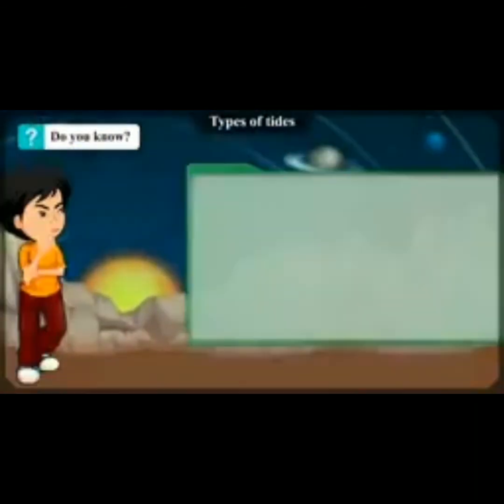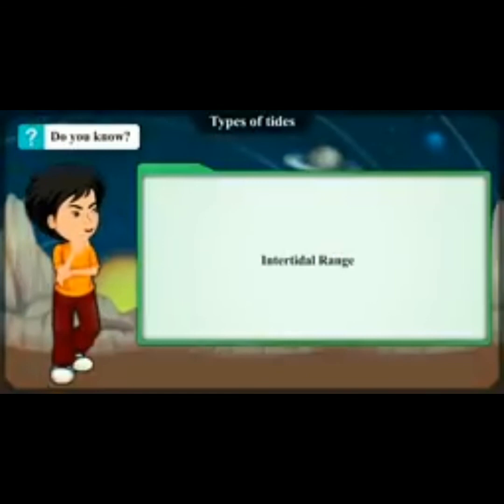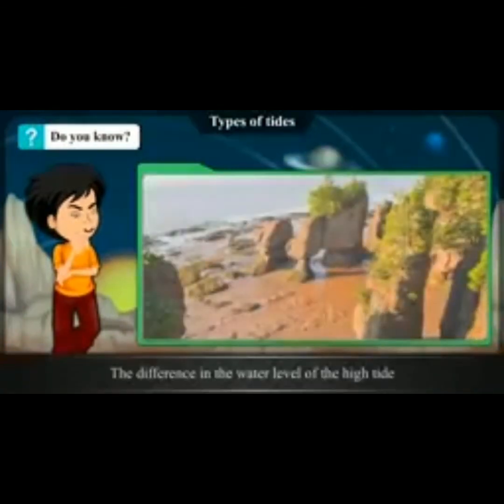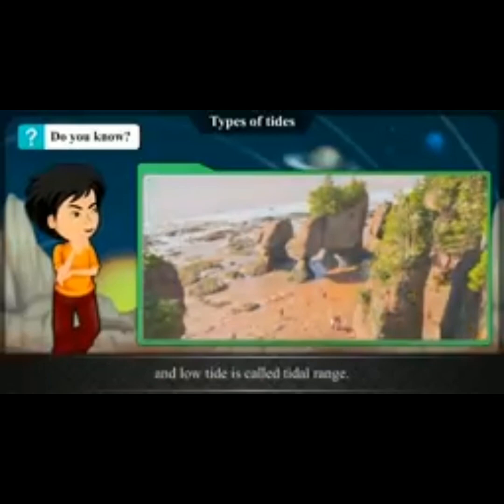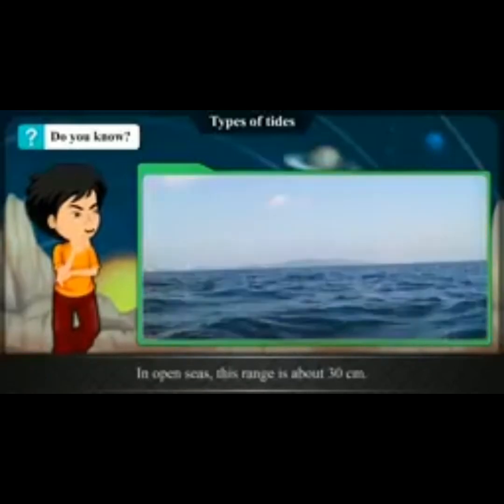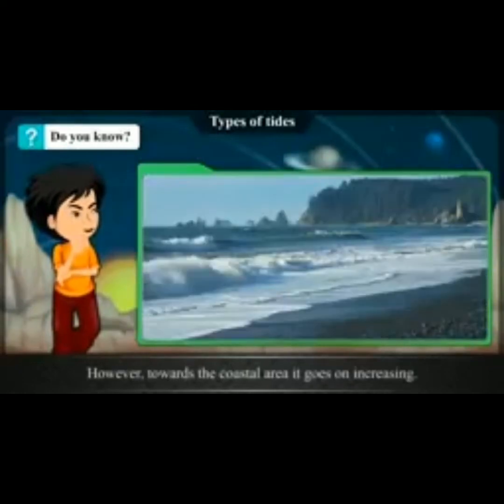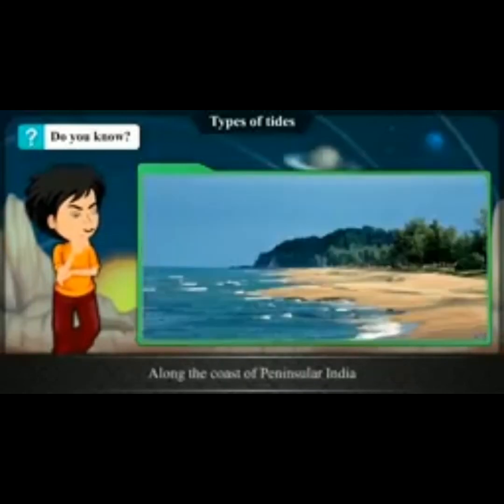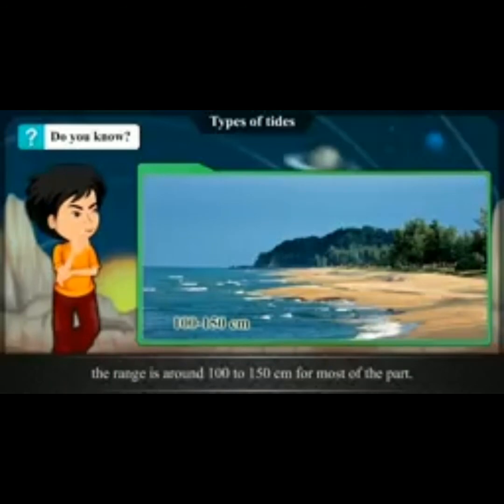Do you know? Intertidal range. The difference in the water level of the high tide and the low tide is called tidal range. In open seas, this range is about 30 centimeters. However, towards the coastal areas, it goes on increasing. Along the coast of peninsular India, the range is around 100 to 150 centimeters for most of the part.